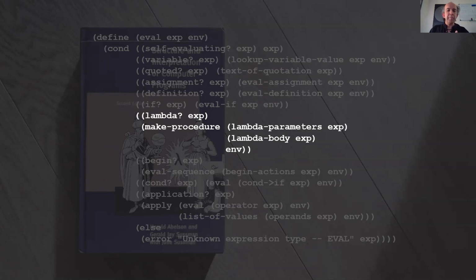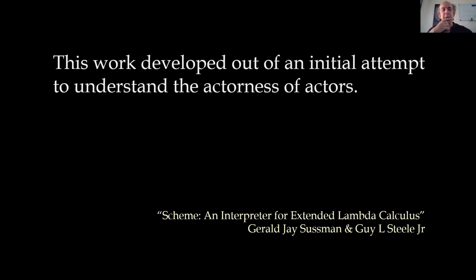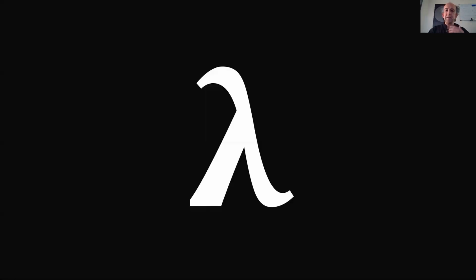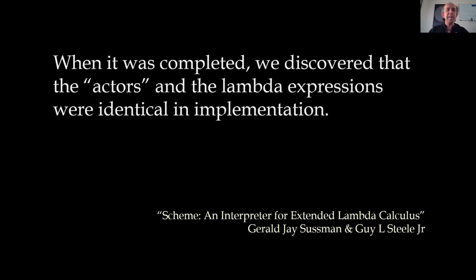Now, why did they build Scheme? This is from their history. This work developed out of an initial attempt to understand the actorness of actors. Actors were developed in the early 1970s, 1973, by Carl Hewitt. They recently enjoyed a surge in popularity and a more widespread adoption than they ever saw before. Their goal was to try and understand it, because Carl Hewitt's descriptions of it were not entirely clear. So this interpreter attempted to intermix the use of actors and Lisp lambda expressions in a clean manner. Alongside lambdas, they introduced actor expressions, which, if I remember from a talk I saw Guy Steele do about 15 years ago, he called alpha expressions. And what they discovered was that actors and lambda expressions were identical in implementation.